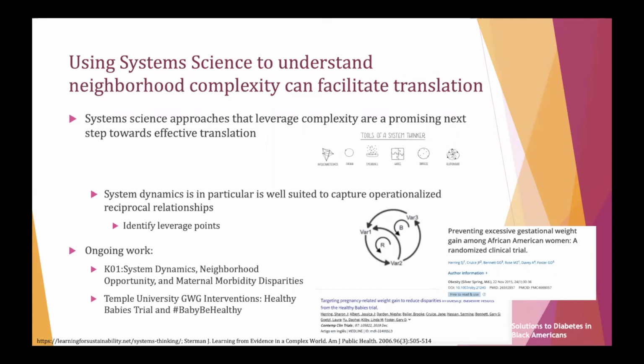So I've been working with her to see how we can leverage both this work that I did in the Bay Area as well as the system dynamics approach to better understand the neighborhood context as a multi-level context driving the success of those interventions on gestational weight gain for African American women in the North Philadelphia area. So those are two ongoing pieces of work that evolve this approach and evolve our ability to leverage neighborhood complexities to understand and bridge these translation gaps. So hopefully I'll be able to come back in the future with some interesting and intriguing findings from that.